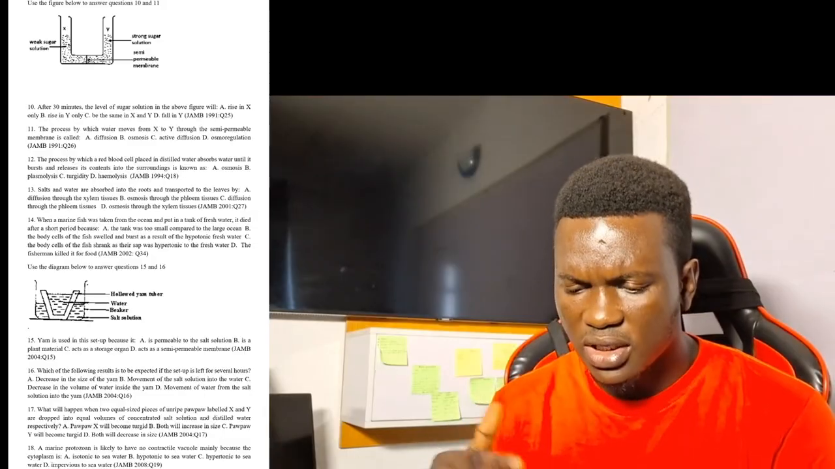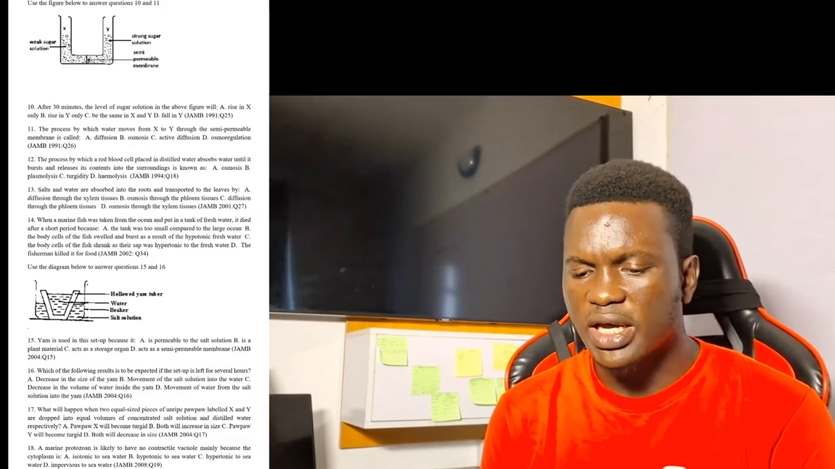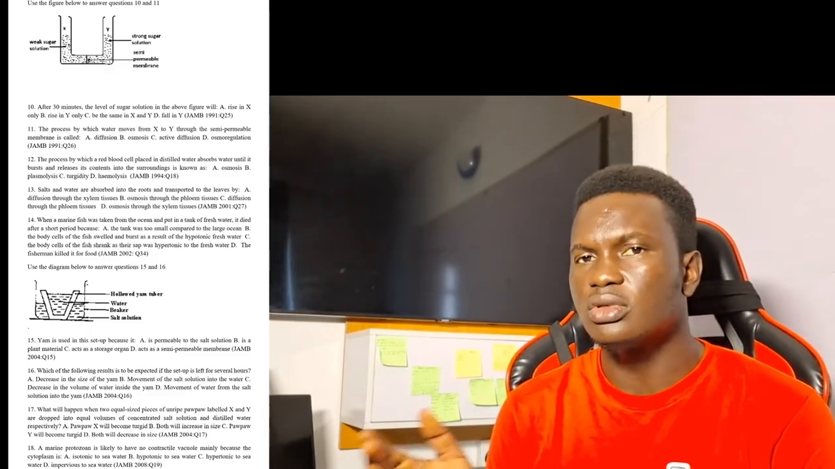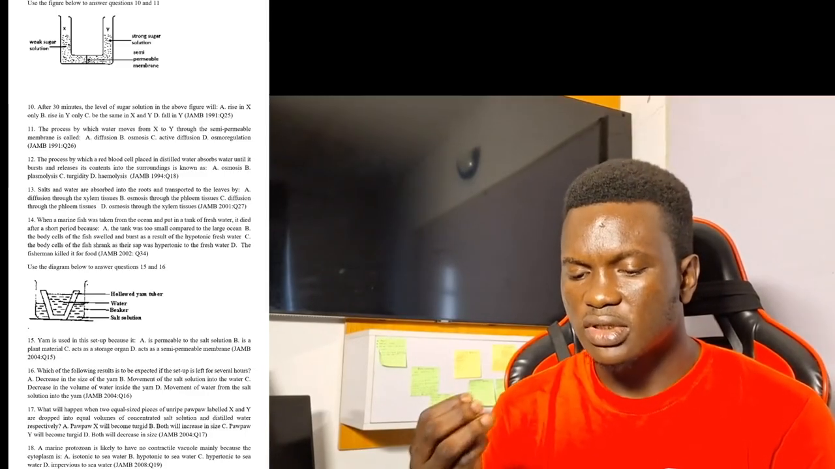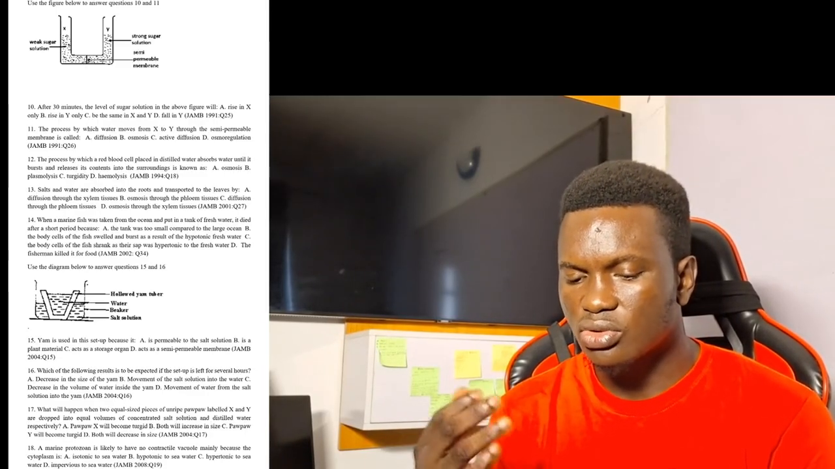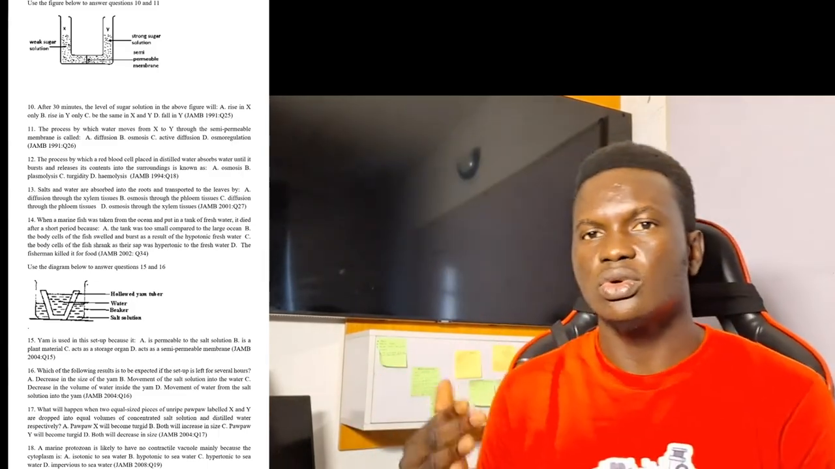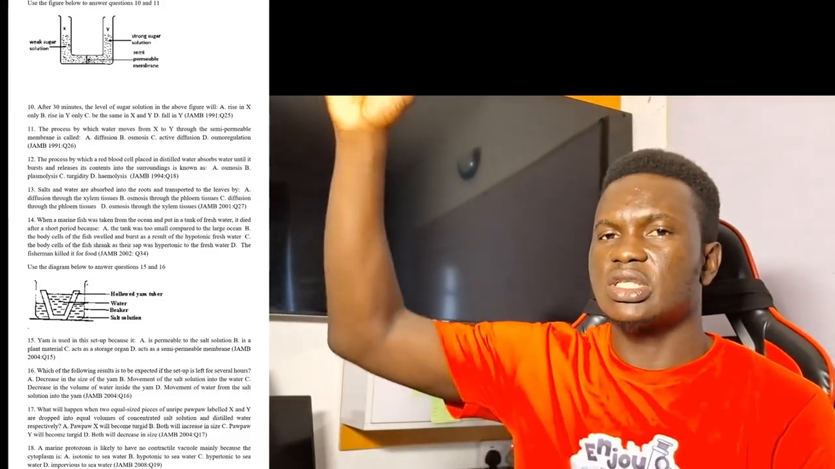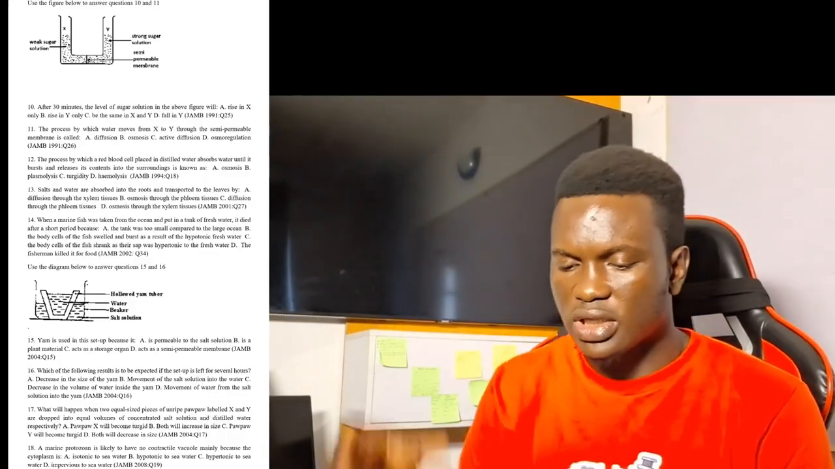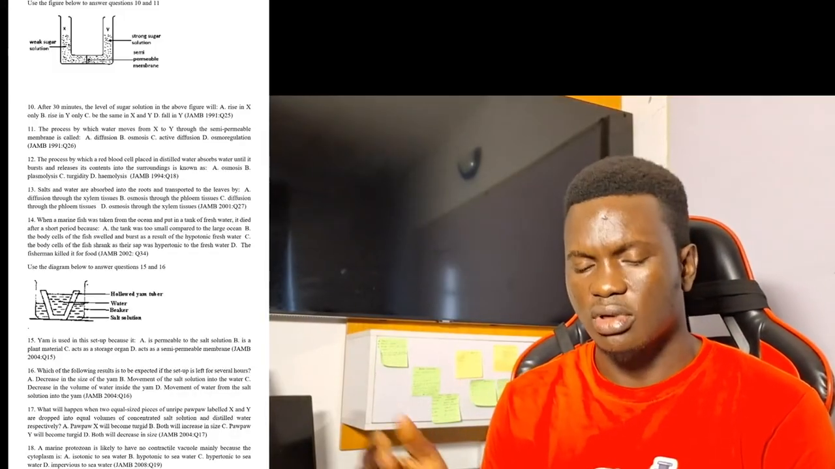So salt and water are absorbed in the roots and transported to the leaves by A, diffusion through the xylem vessels, no. B, osmosis through the phloem, no. C, diffusion through the phloem tissues, no. D, osmosis through the xylem tissues, yes. So salt and water move by osmosis through the xylem vessels. The water continues to move by capillary action, and we are still going to talk about all of these things.